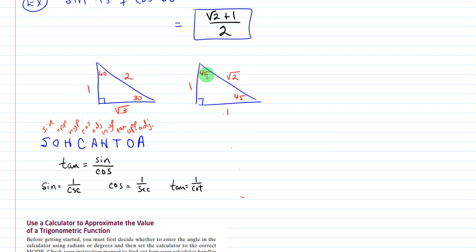On the 45, we know that these are the same because this is isosceles, so 1 and 1, and the hypotenuse is that number times the square root of 2. So those would help you with everything on the 30-degree angles, the 60, and the 45.